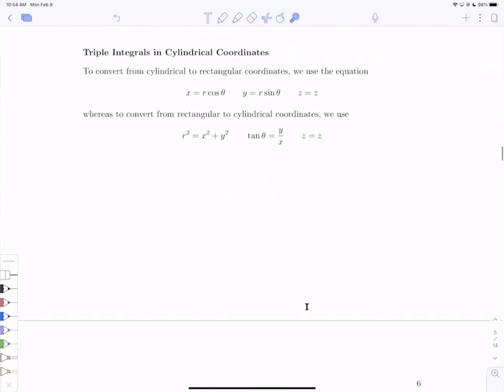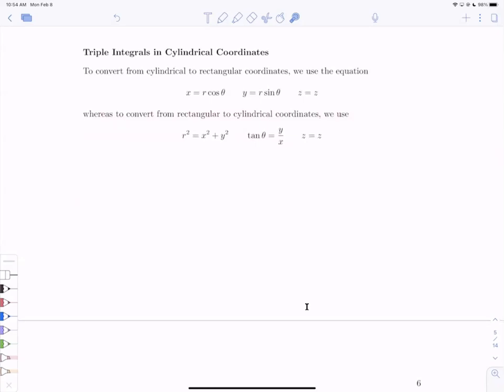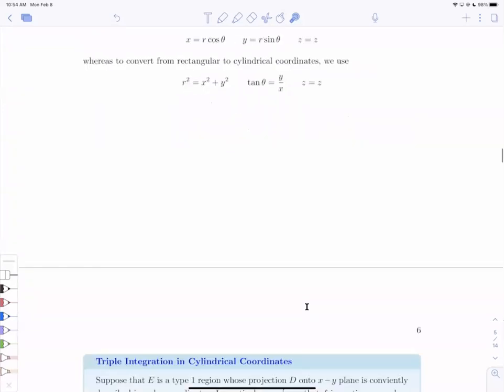So let's move on to the next topic, cylindrical coordinates. This is really similar to polar coordinates, so if you know how to do polar coordinates, you should be able to do this. As before, x is r cosine theta, y is r sine theta, but in this case you have a z, and z equals z. So just add z equals z, and everything else is the same.